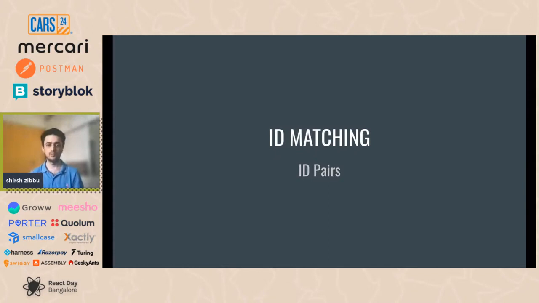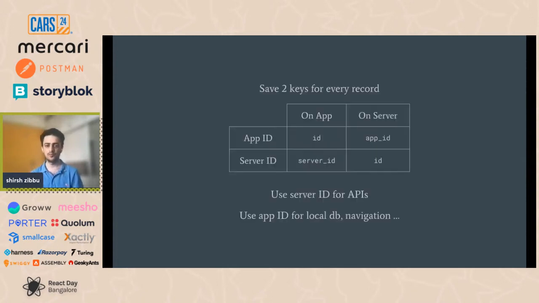So the next solution is ID matching with ID pairs. What are ID pairs? Well, we maintain two separate IDs for each record, one for the client and one for the server. On the server, we call them client ID and ID. And on the app, we call them app ID and ID.